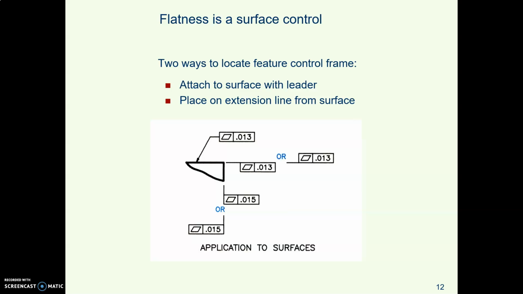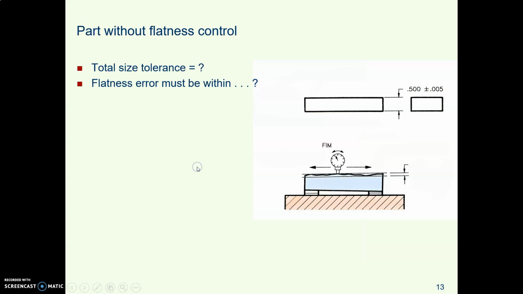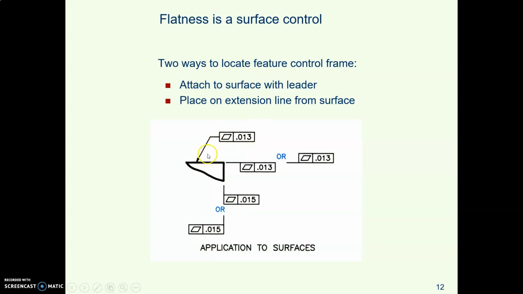This is a surface control, so you put the feature control frame attached to the surface. You can do that with a leader line or by attaching it to an extension line. And notice the box can be on either side of the extension line. Doesn't matter.